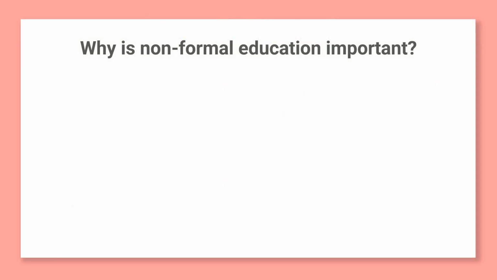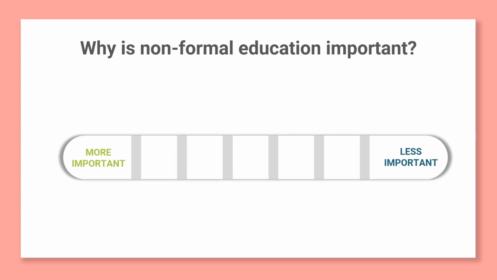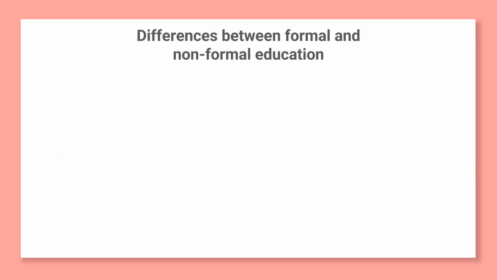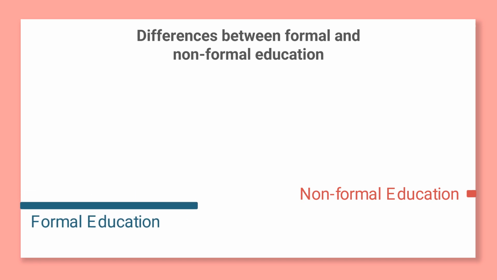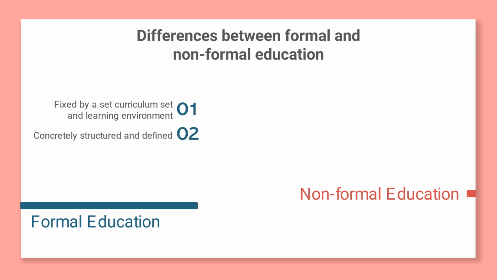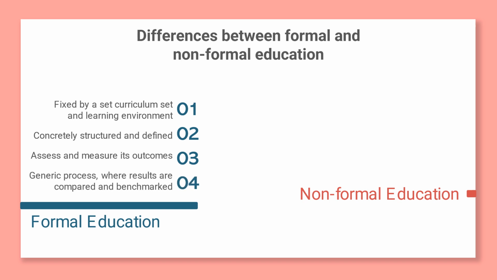So why is non-formal education important? Well, it should not be thought of as more or less important than formal education, but recognized for its importance as a counterpart to formal education. Formal education is important. It is fixed by a set curriculum and, to an extent, a set learning environment. It needs to be concretely structured and defined in order to assess and measure its outcomes in the short-term perspective, and it needs to be a generic process so that results can be compared and benchmarked.